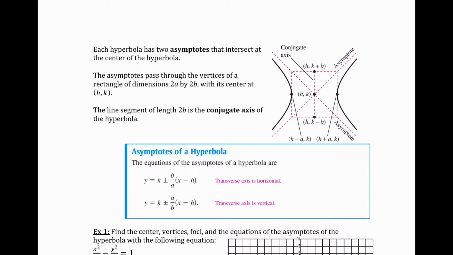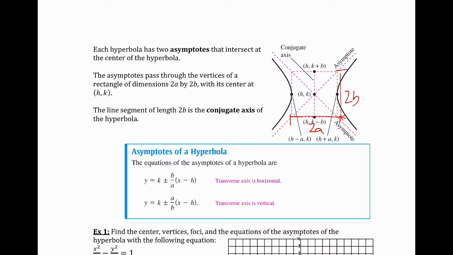These two asymptotes intersect at the center of the hyperbola. So wherever the center is, those two asymptotes go diagonally through it. Now the asymptotes pass through the vertices of a rectangle with the dimensions 2a by 2b. If you're trying to visualize that, this side length here would be 2b, and from here to here would be 2a. Honestly, we're not going to deal with that a ton, but it's kind of convenient.